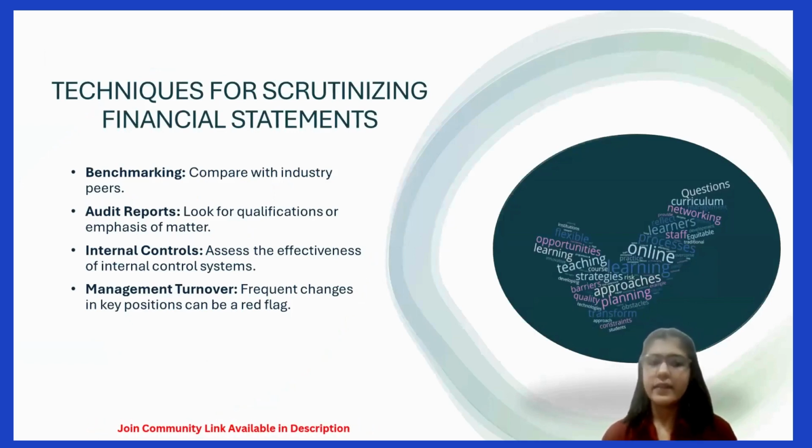So to effectively scrutinize financial statements, one of the most important procedures is benchmarking. Always we should compare the company's financial metrics with industry peers to identify anomalies. Audit reports should also be reviewed for qualifications and emphasis of matter, as these can highlight potential issues which are not quite visible in the balance sheets or the profit and loss statements.